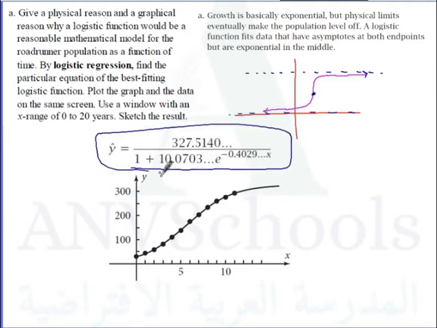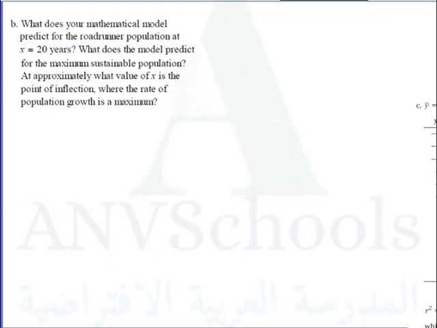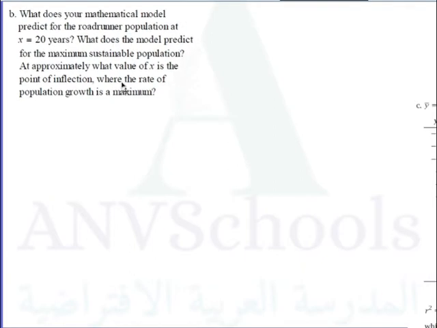Okay, so let's go ahead. What does your mathematical model predict for the roadrunner population at x equals 20 years? What does the model predict for the maximum sustainable population? At approximately what value of x is the point of inflection where the rate of growth is maximum? So we're going to answer one by one.